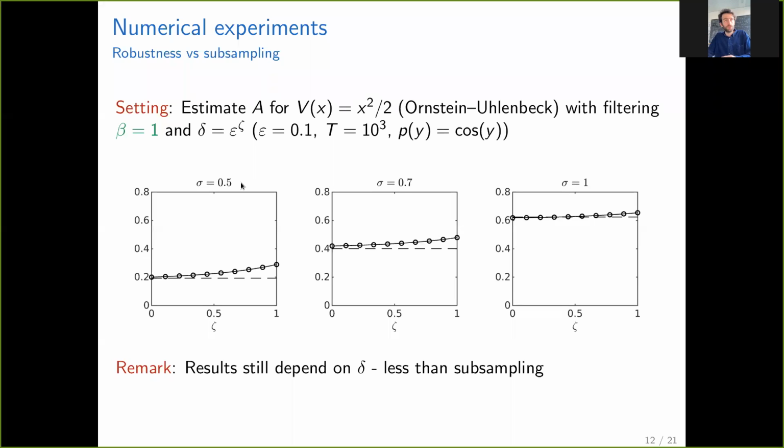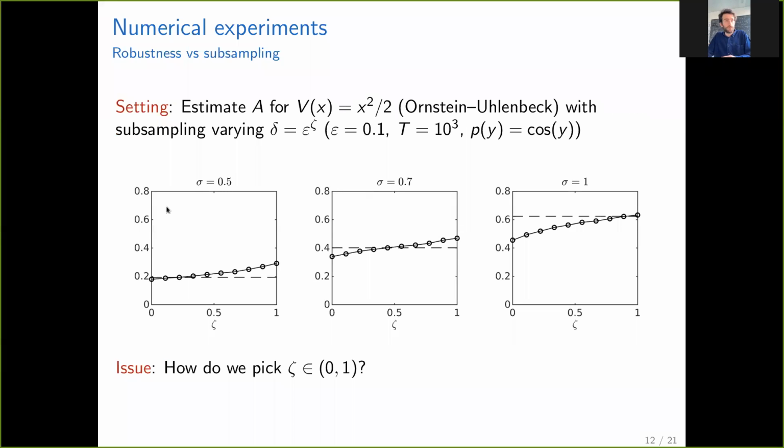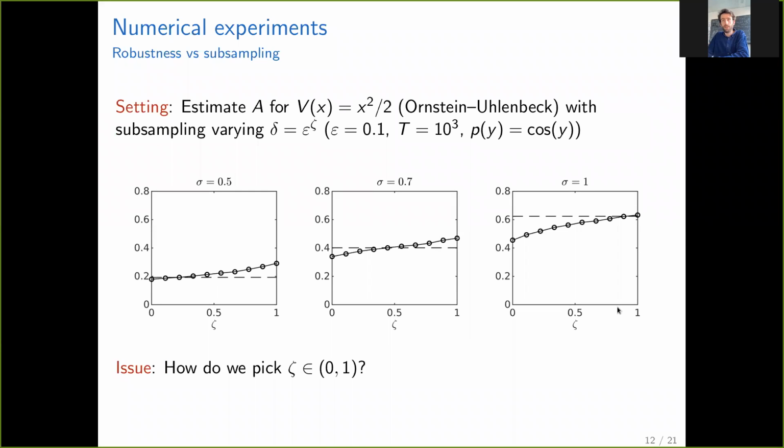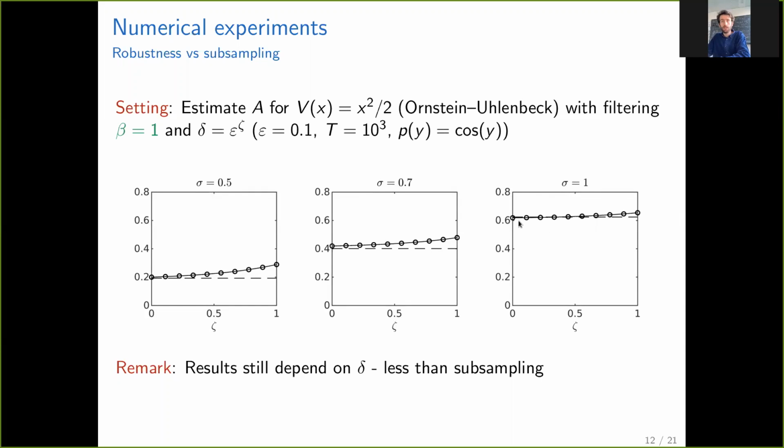So let's focus on one value of sigma at a time. We have that for the smaller value of sigma, the subsampling results and the filtering results are not much different. But then if we take the rightmost value, so for sigma equals 1, then we have, at least for this zeta equals 0, so for the subsampling parameter equals 1 or the filtering width equals 1, here we're getting quite wrong results, whereas here we are getting extremely correct results.